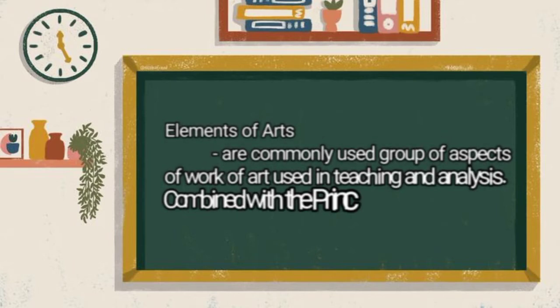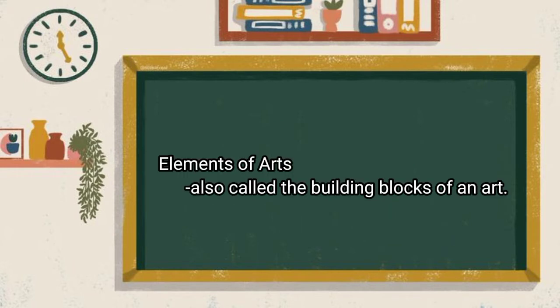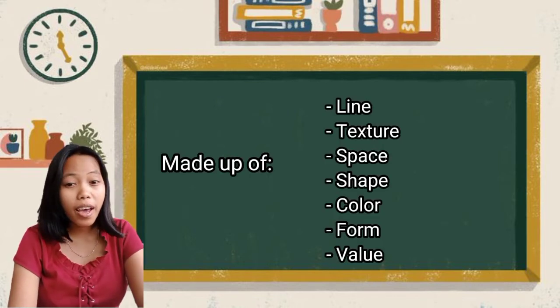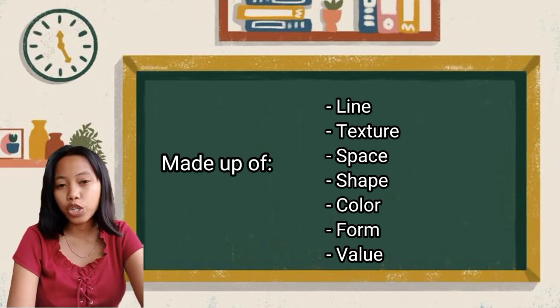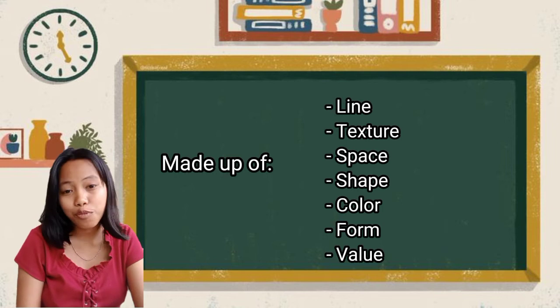Elements of art are a commonly used group of aspects of a work of art, used in teaching and analysis, combined with the principles of art. Elements of art are also called the building blocks of art. They are made up of line, texture, shape, space, color, form, and value.